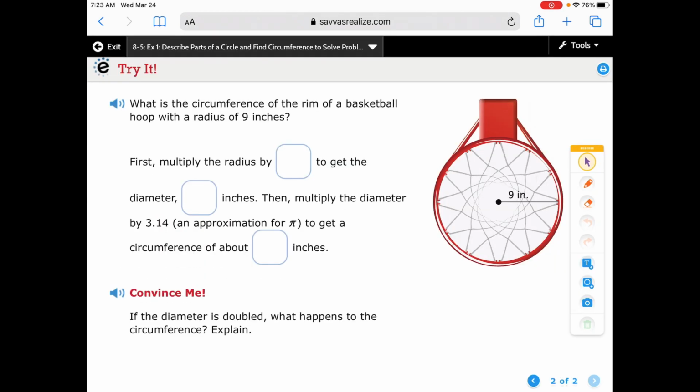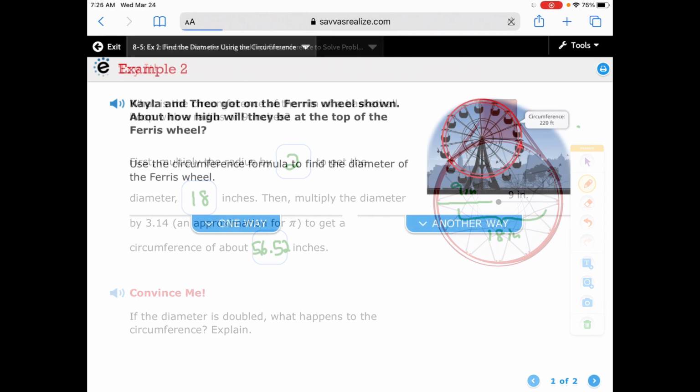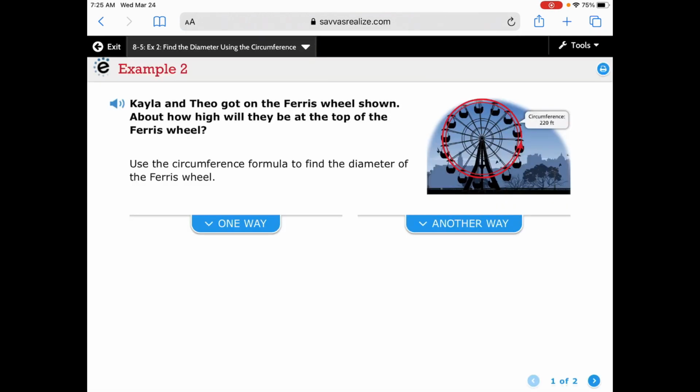Let's look at the chart at the bottom. It says, what is the circumference of the rim of a basketball hoop with a radius of 9 inches? Now this is where we have to be careful because we really want all the way across. So if it's 9 inches there, it's 9 inches here, giving us a total of 18 inches. Keep that in mind. First, we multiply the radius by 2, which we just did, to get the diameter, which is 18 inches. So we have to be careful about our information. Then we'll approximate pi with 3.14. We multiply that with our 18 inches, resulting in 56.52.